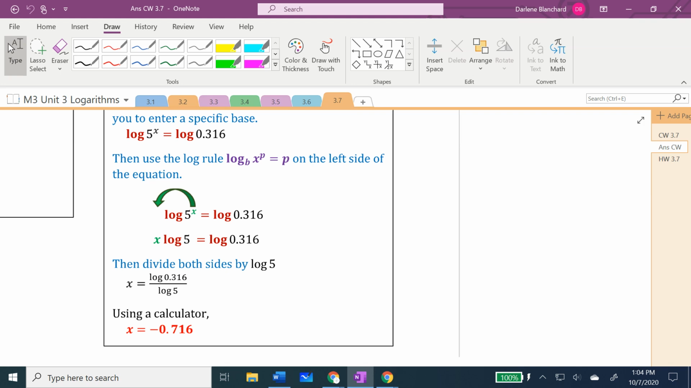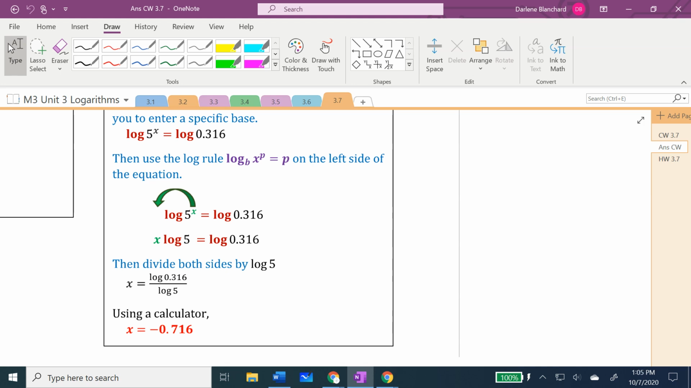If you have the ability to use parentheses, then you can just start a parentheses and then do the log of 0.316 in parentheses, division sign, and then parentheses log 5. Although you probably don't need the parentheses. But what you need to do is use the calculator you're going to use when you take the test. Okay. And make sure that you know how to use whatever calculator you have.